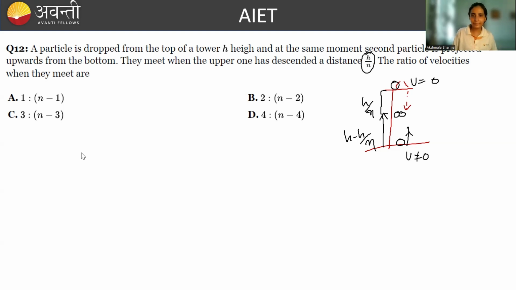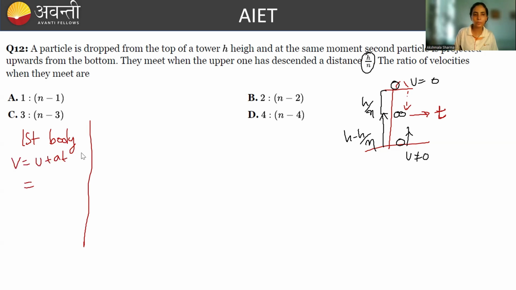Or let's say that both the bodies are meeting after time t. Okay, after time t. So what will be the velocity of the first body after time t? So let's do the calculation first for the first body. So velocity v will be u plus at.